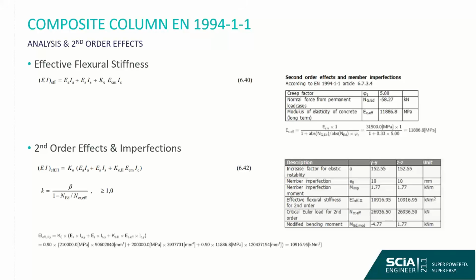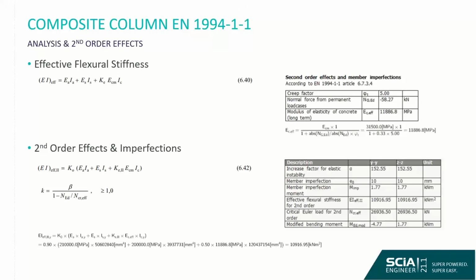And the second thing to do before starting our composite column check is to see whether our design moment has to be increased, be it for second order effects or be it due to imperfections of our members not being built perfectly straight. So this is the second step that will happen before starting the check.